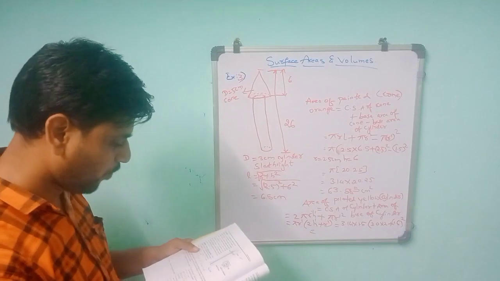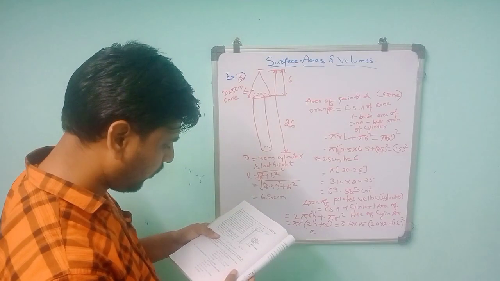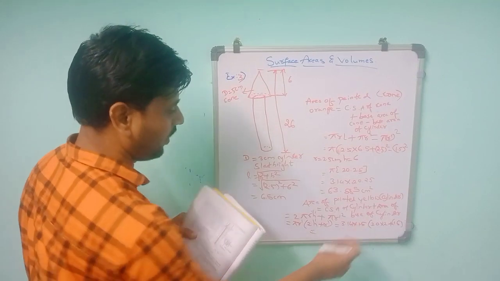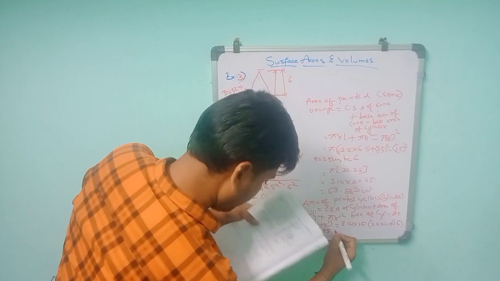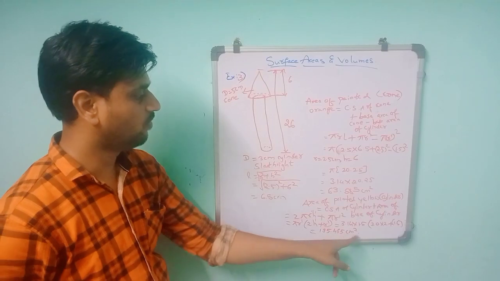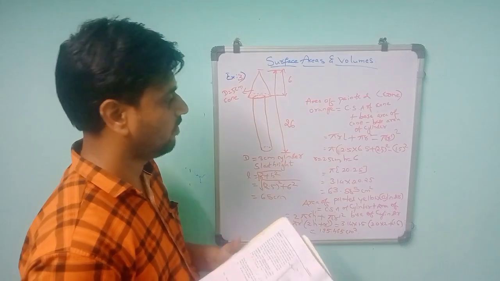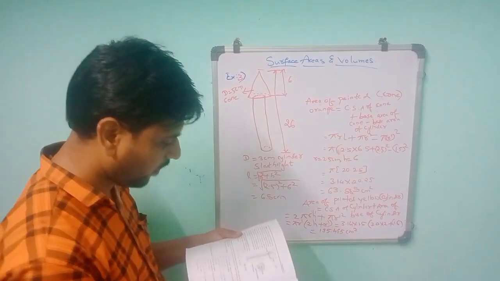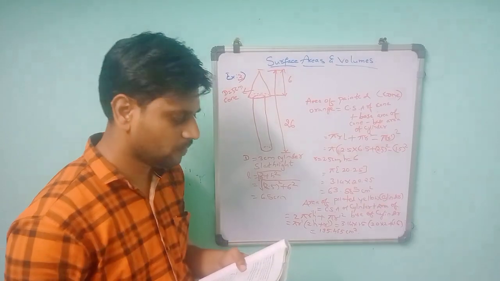This will give you 3.14 into 1.5 into 2 into 20 plus 1.5 whole square. So R dash means we have taken R dash as common here. So 1.5 into 1.5, that will give you approximately 195.465 centimeters square. For the calculation, you have to learn the tables. Then only you get the calculation easy and fast. 195.465 centimeters square.